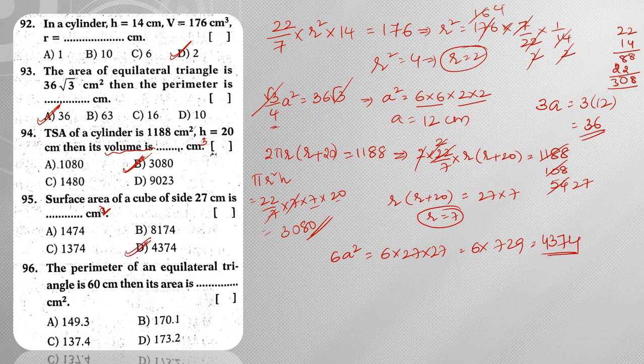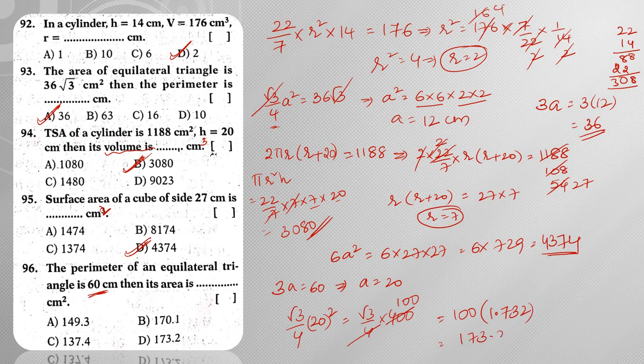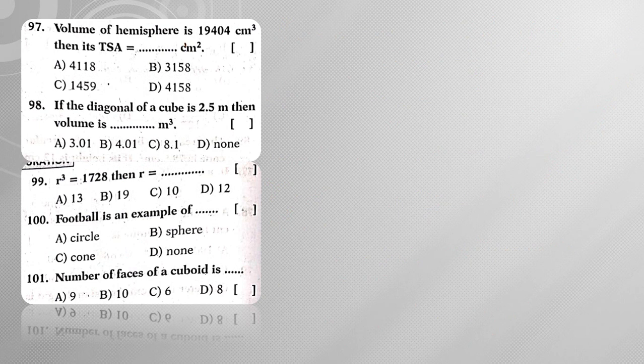Next, the perimeter of equilateral triangle is 60 centimeters. That means 3 times of A is equal to 60. So from this A is equal to 20. Then area of equilateral triangle is given by root 3 by 4 A square. So A square means 20 square. So root 3 by 4 into, so 20 square is 400. So this goes 100 times. So 100 root 3. So 100 into root 3 can be written as 1.732. So from this I can write it as 173.2. Hence the answer is 173.2.